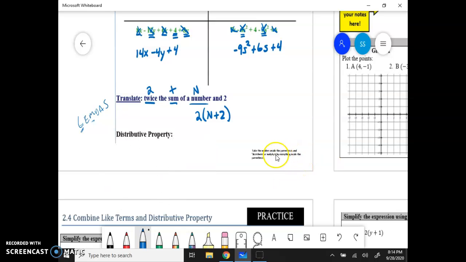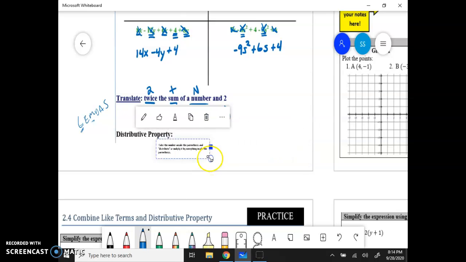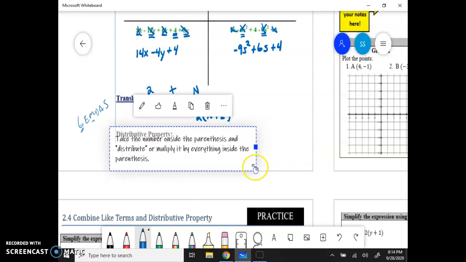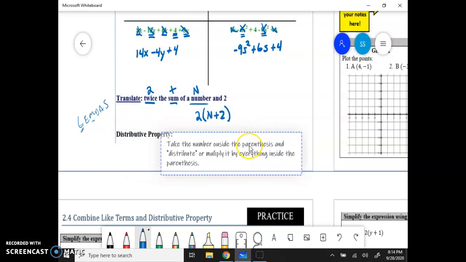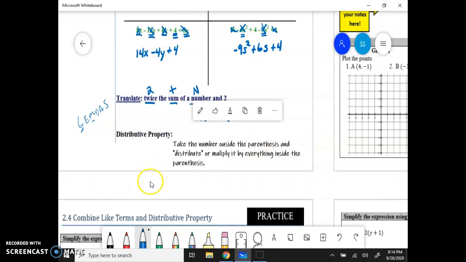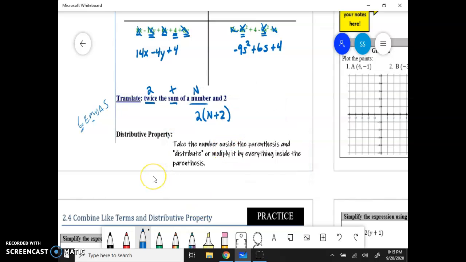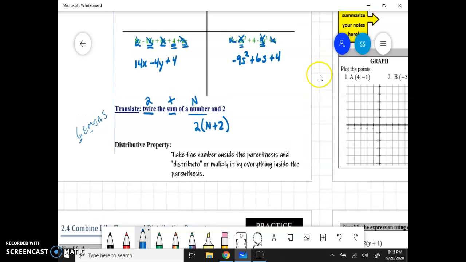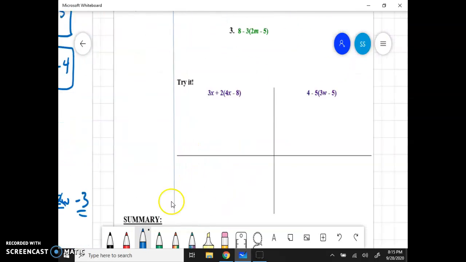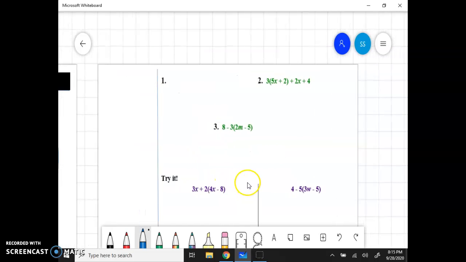And now I want you guys to write down this here. There we go, distributive property. What we do is we take the number outside the parentheses and distribute it, or multiply it, by everything inside the parentheses. All right, so pause the video if you need to, but let's take a look at some example problems here.